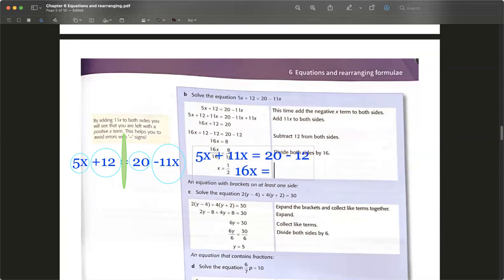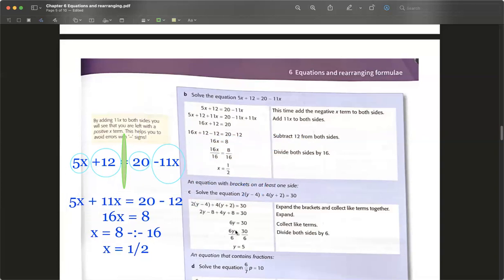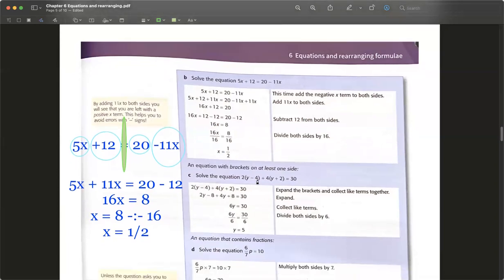We get 16x is equals to 8. X is equals to 8 divided by 16. If you press it in your calculator, you get 0.5. If you want to write it as a fraction, it's a half. So you get it this way. Simpler versions are like this. The other version is when we have to actually expand it.